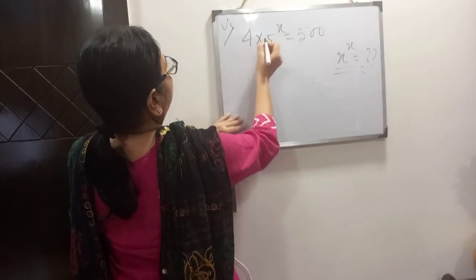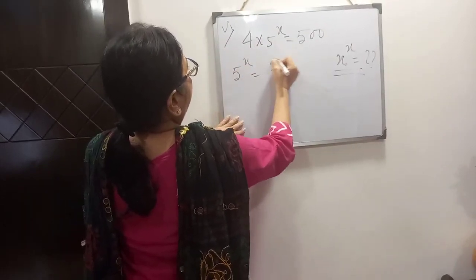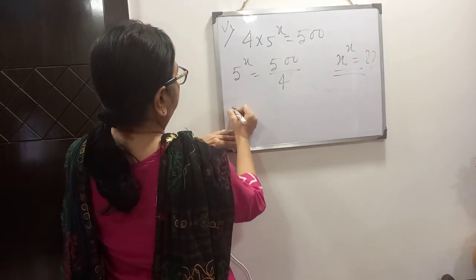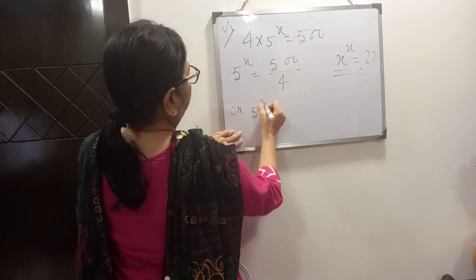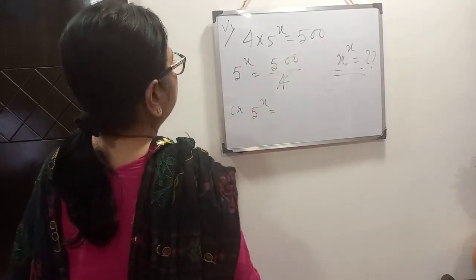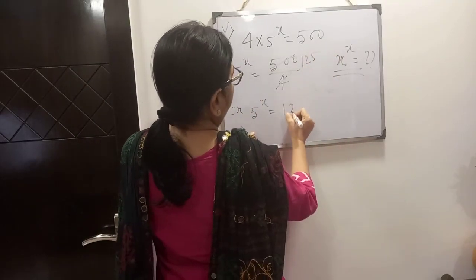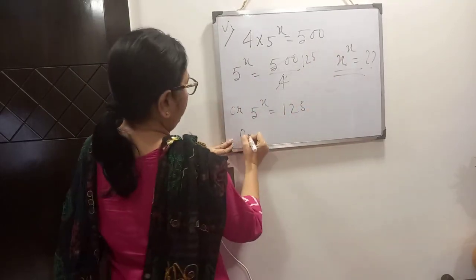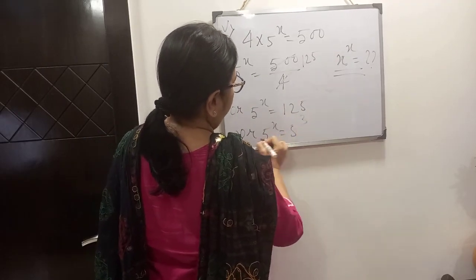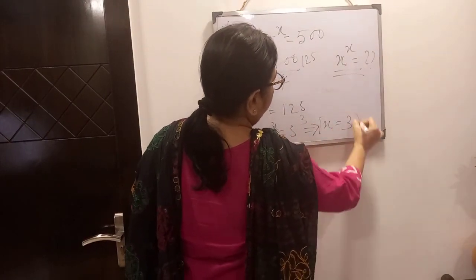So from here what we can write, 5 to the power x equals to 500 by 4. I am dividing by 4. Or 5 to the power x equals to, now we can cancel, it will come 125. Clear? 125. Or 5 to the power x equals to 5 cube. Base same, so you can equate the power. Value of x is coming 3.